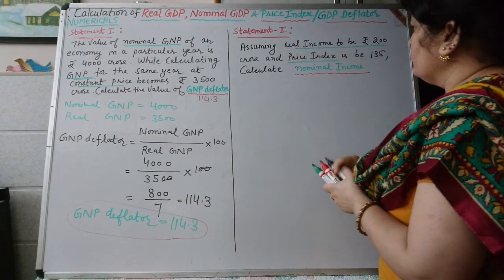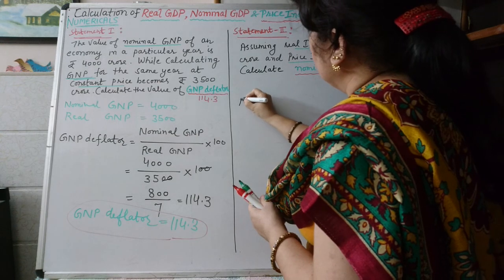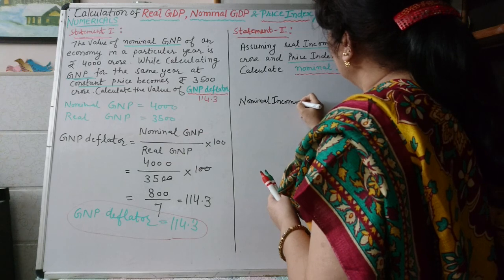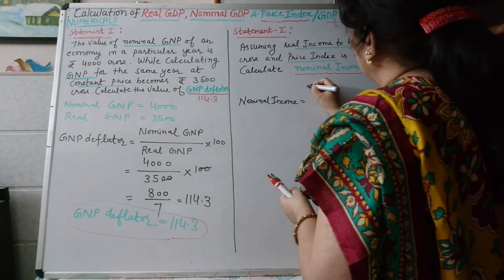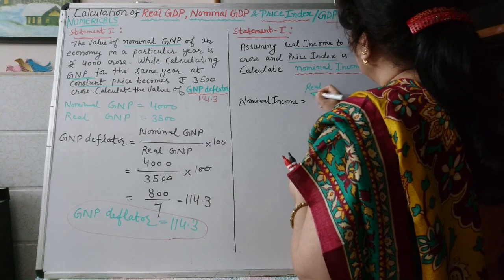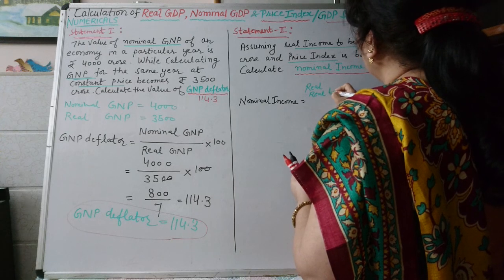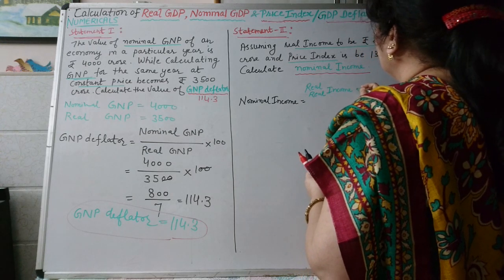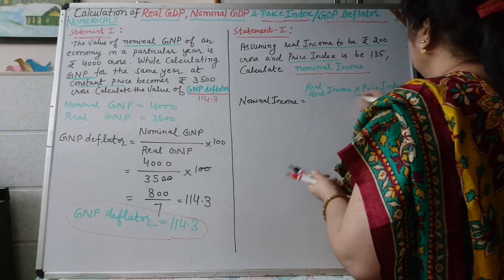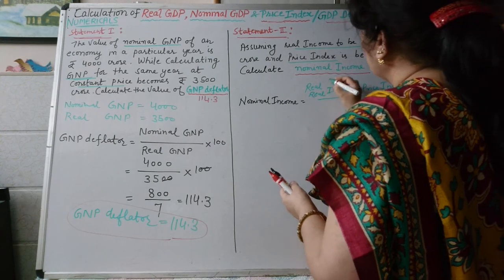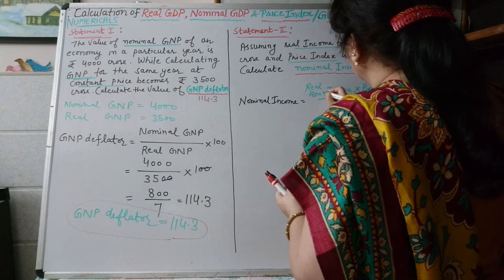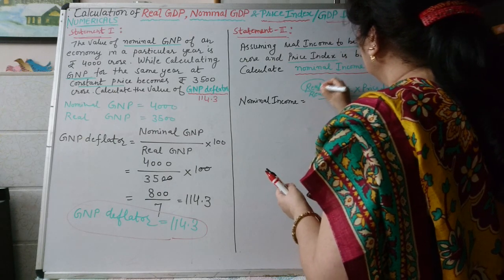and we have to calculate nominal income. Nominal income is equal to real income multiplied by price index divided by 100. Real income, which is real income.